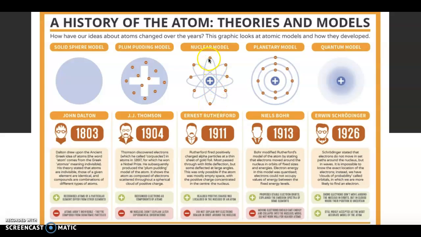But here they thought, all right, well, they're moving all around in different ways. This is the one that we're going to focus on right here, Niels Bohr. Still they know that the nucleus is in the middle, and that's where the protons are. And actually that's where the neutrons are as well. They're neutral, so they don't have a charge. And then your electrons are around the outside, floating around in something called an orbital.